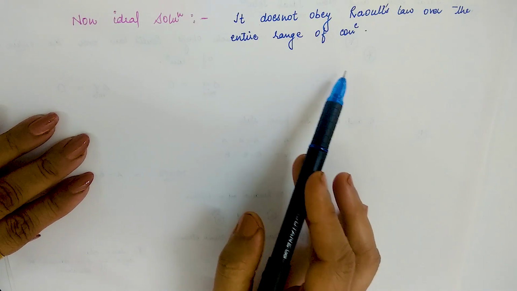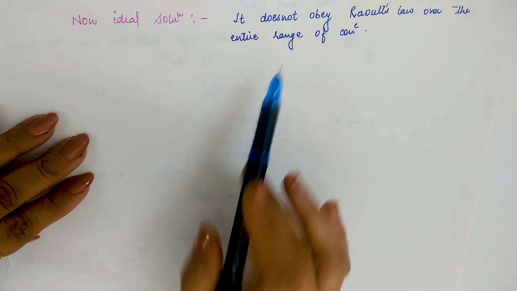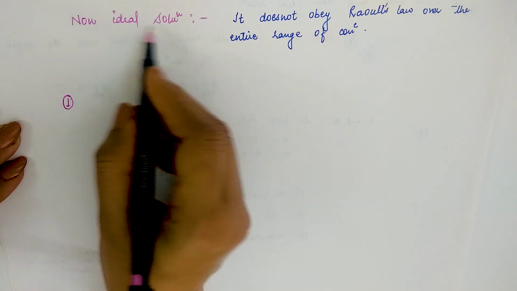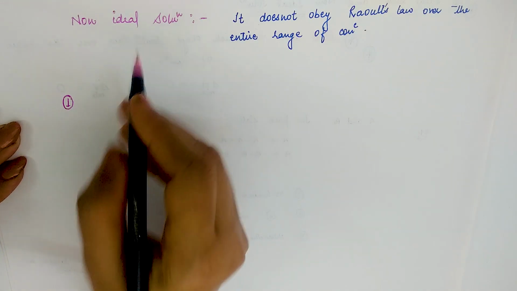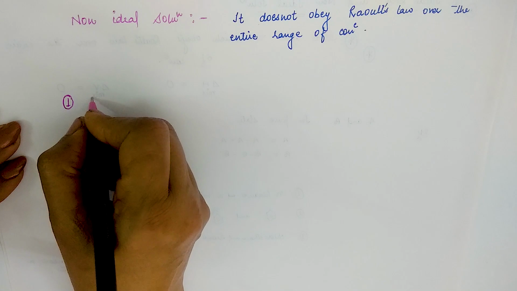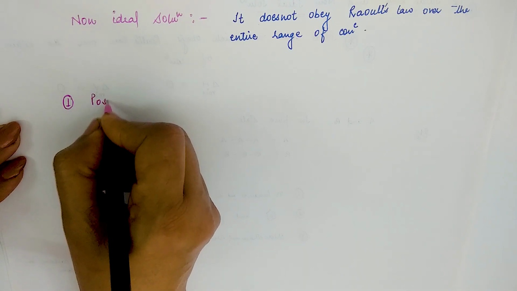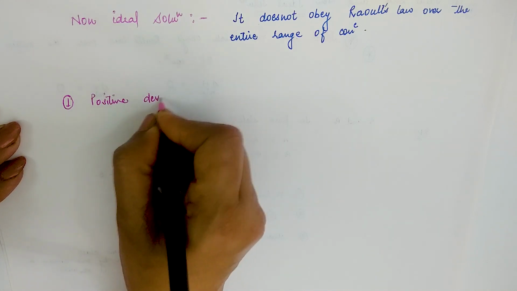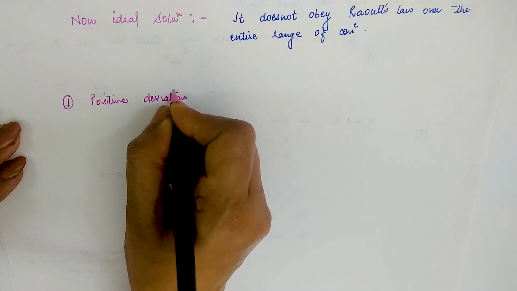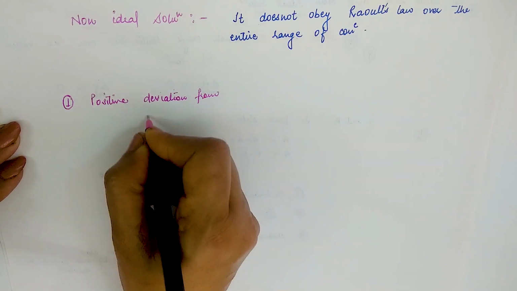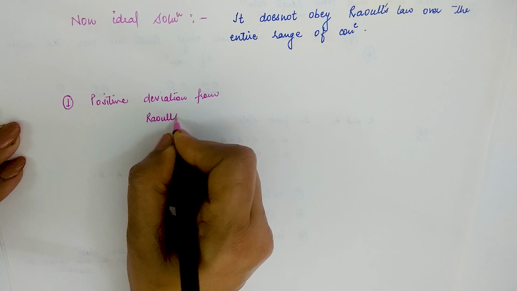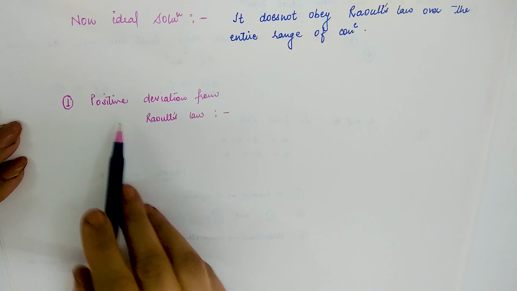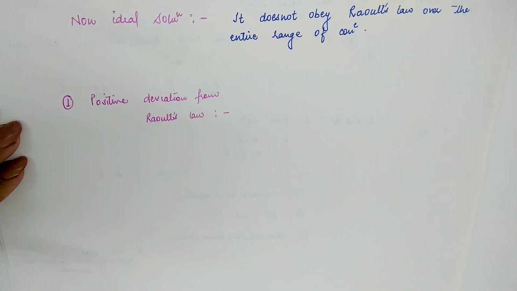Now when we are talking about this non-ideal solution, it is not obeying Raoult's law, but there are two categories of this non-ideal solution. The one which exhibits positive deviation, okay, so two categories of non-ideal solution we'll talk about. One in which the positive deviation from Raoult's law is there. First I am dealing with the positive deviation. The second is the negative deviation from Raoult's law.